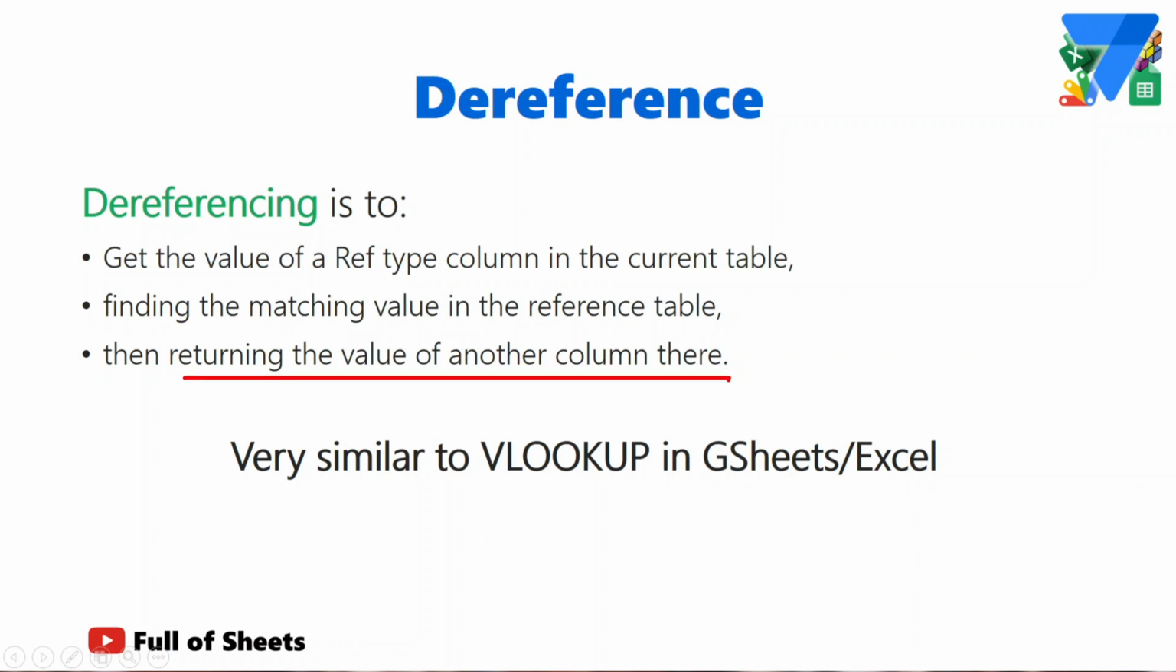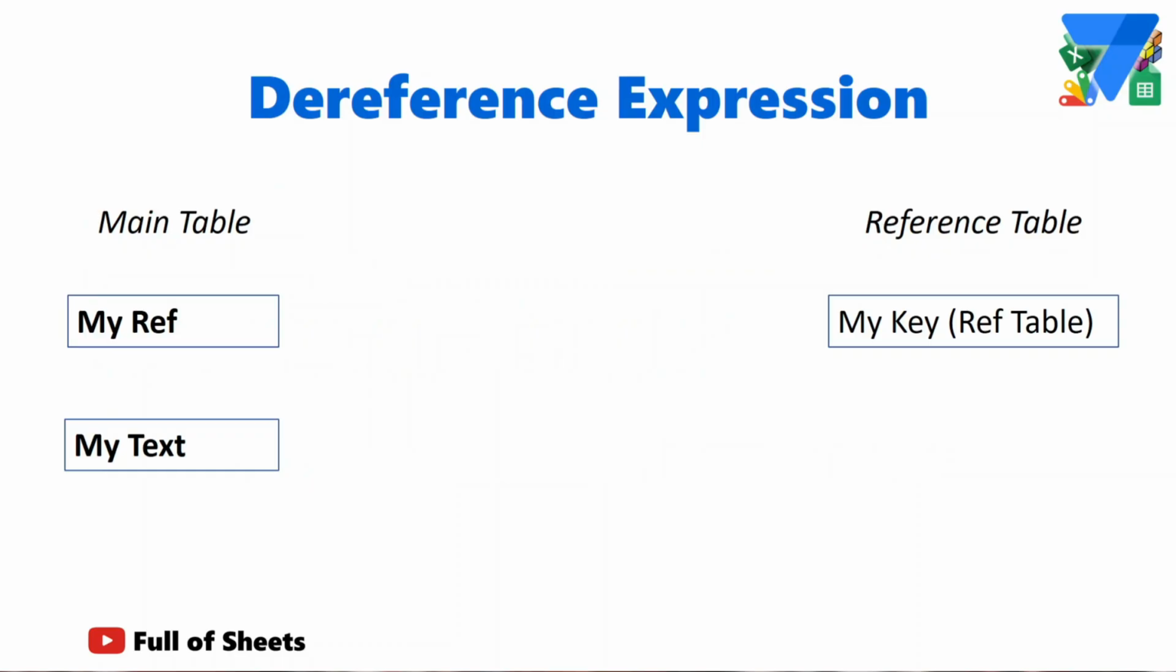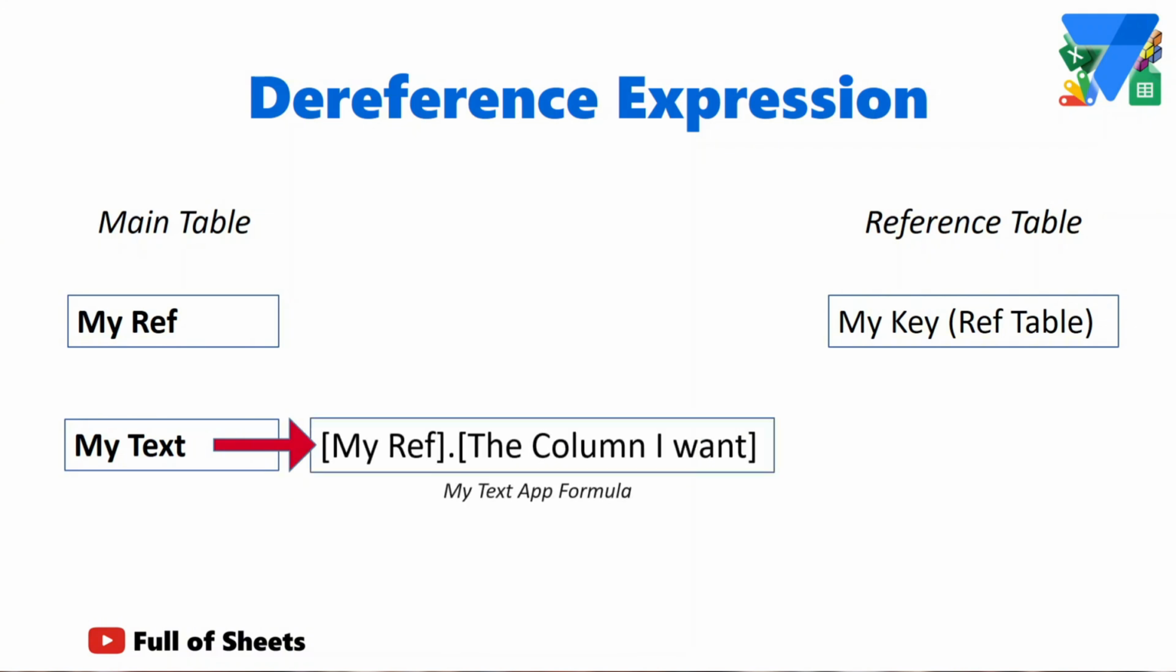So it's actually very similar to VLOOKUP in Google Sheets or in Excel. And we simply need to use a dereference expression, and it works this way. So we have our main table where we have our ref type column. We have another text column, and we will be using a dereferencing expression which works this way. And we put this expression in the app formula of that text column that we have. So as you see, dereferencing actually uses the dot notation, right?